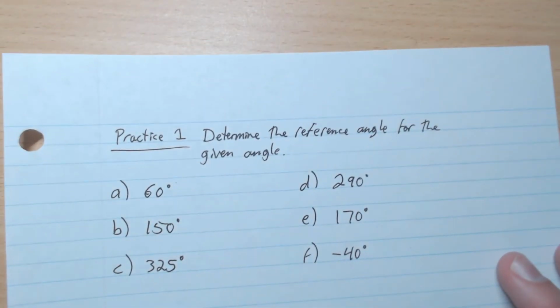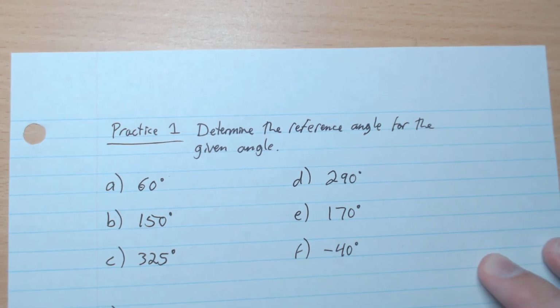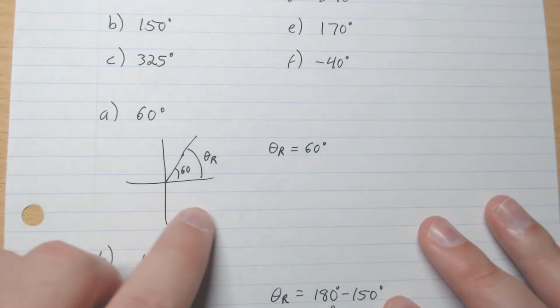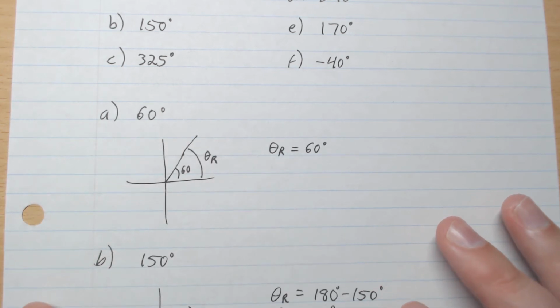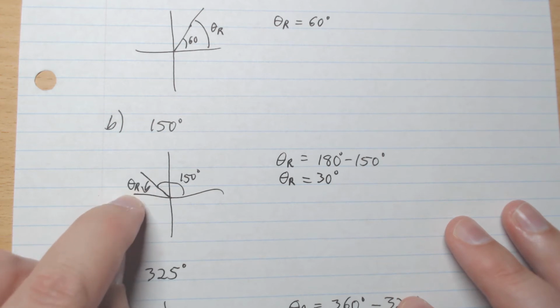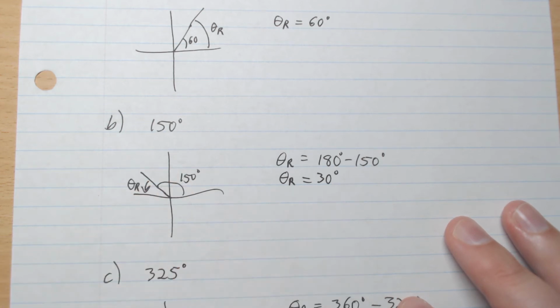Okay, time for some practice. Practice number 1, determine the reference angle for the given angle, A to F. Go ahead and pause the video and answer that. Okay, we're back. A, 60 degrees, so that is our reference angle, 60. B, 150, so our reference angle is here, so it's 180 minus 150 gives 30.